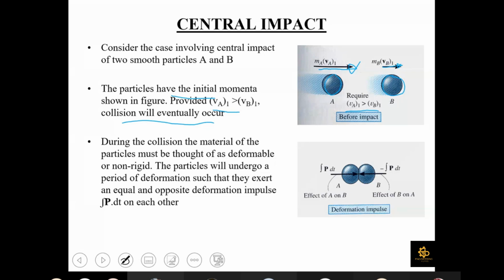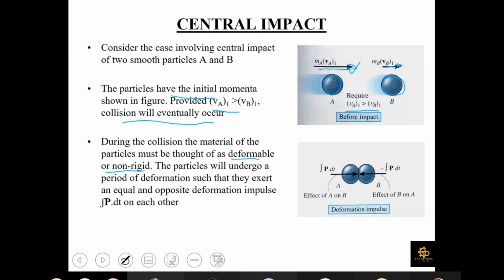So before moving on to developing the mathematics for this central impact, first of all, let us understand what happens during this central impact, or what is the actual physical phenomena involved during this central impact. Okay, first of all, once that collision has started, during collision, the materials of the particles must be thought of as deformable and non-rigid.